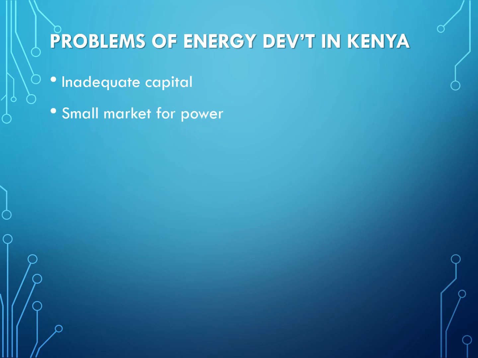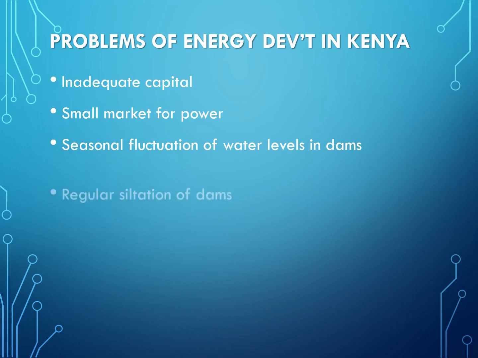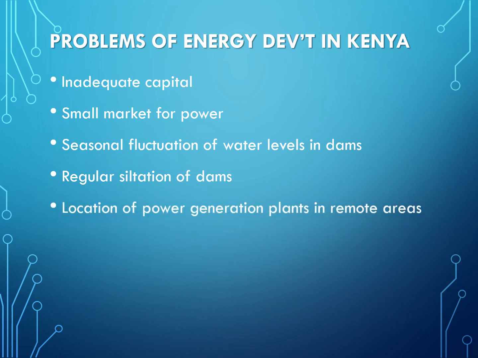Then a small market for power, owing to the fact that we are not that much industrialized, and therefore we are just producing power for domestic consumption. Seasonal fluctuation of waters, we have discussed this over and over. Being within the tropics and because of the effects of climate change, we face that. The siltation of dams, which you have said will require again dredging, which can be expensive. Then the location in remote areas, which of course increases production costs, and also the cost of transmission.